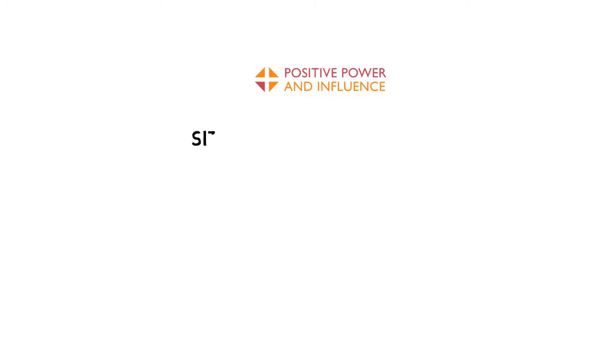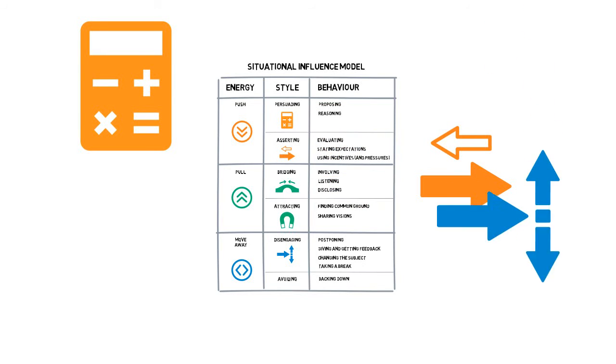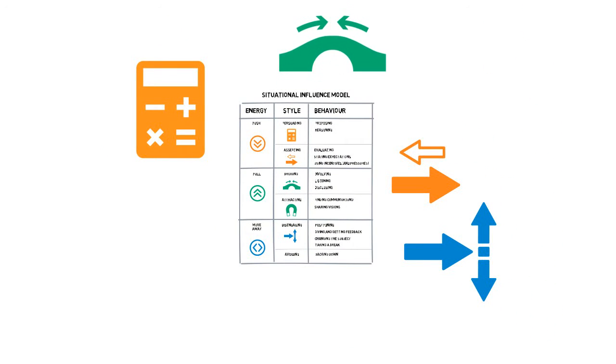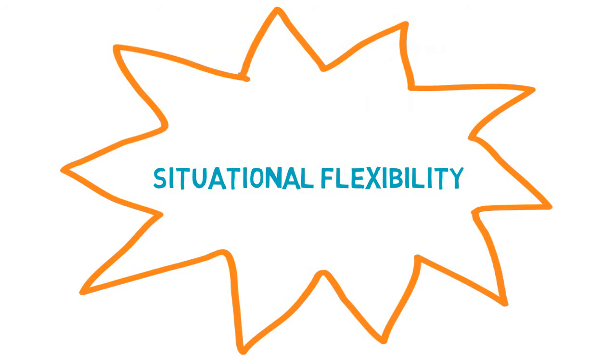The model of behaviour that lies at the heart of the Positive Power and Influence programme is called the Situational Influence Model. We call it this because to be a truly successful influencer, you must be able to choose the best influence style for any situation, and you must be able to use that style skillfully. Influence styles aren't good or bad in themselves, but each situation you encounter in work and life will have influence styles that will be more or less effective. We call this important skill situational flexibility.